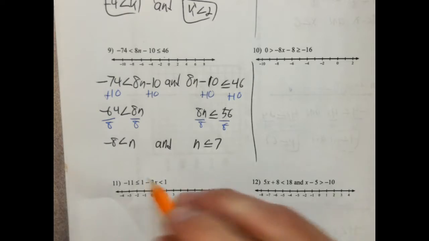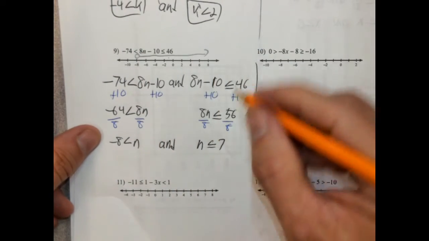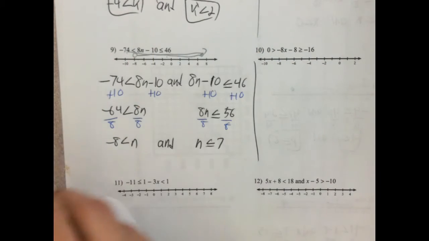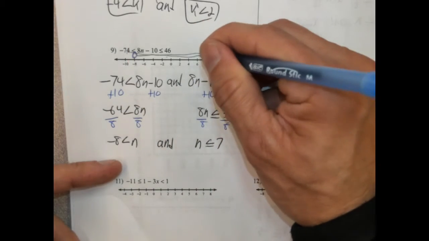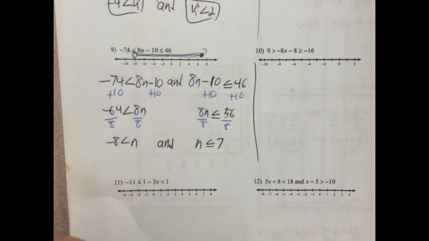Okay, so non-inclusive at negative 8 going to the right. Non-inclusive at 7 going to the left. Okay, so we're going to go here and here. There we go. So erase that.